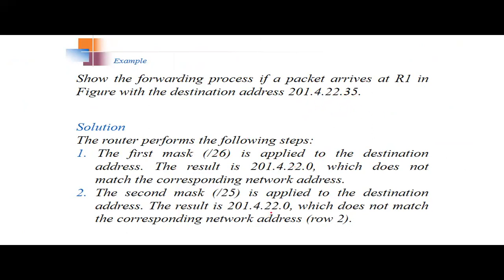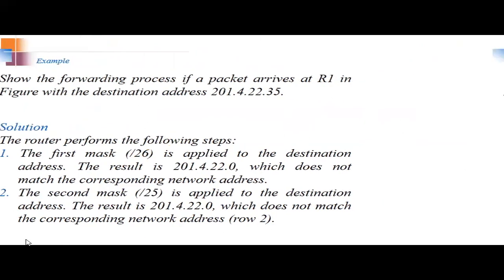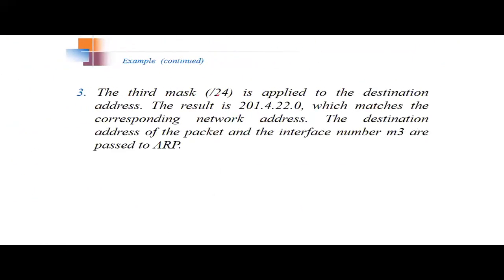No. Then we will check the second mask. Again, we won't be getting a match. In the third mask, that is when you apply 24, we will get the network address which matches the corresponding network address in our table. So we will pass the destination address of the packet and the interface number to our address resolution protocol, which will try to resolve and send the packet to the specified destination.